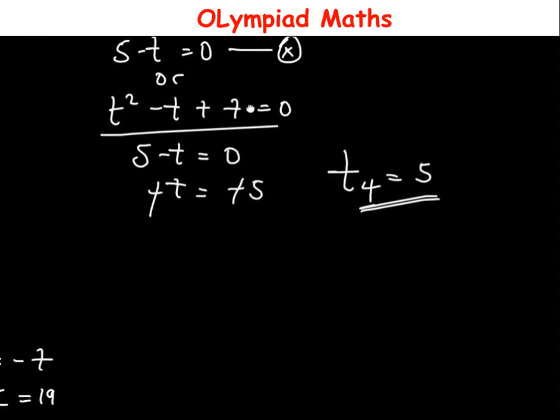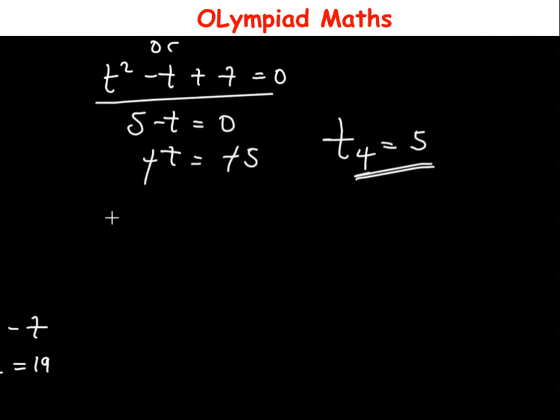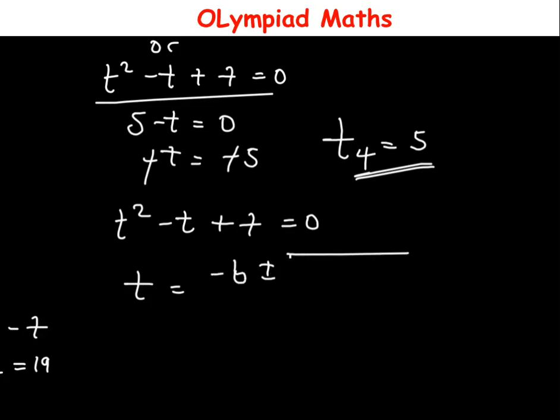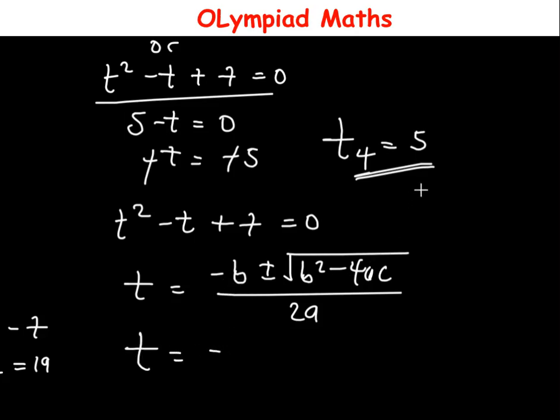Now, from this other equation, we have a quadratic equation, t squared minus t plus 7 is equal to 0. To solve for the value of t, we make use of the quadratic formula. The formula is given by t is equal to minus b plus or minus square root of b squared minus 4ac, all over 2a. The value of a is the coefficient of t squared, which is 1, while the value of b is the coefficient of t, which is minus 1, and the value of c is the constant, which is plus 7.